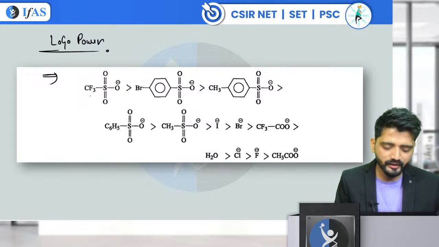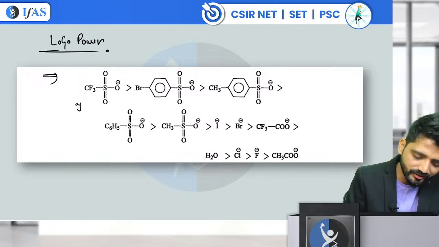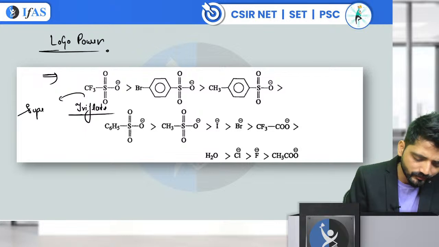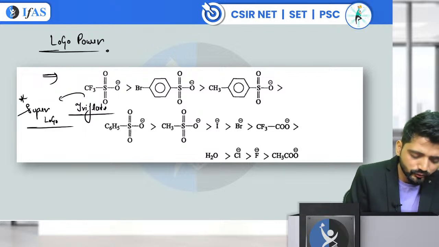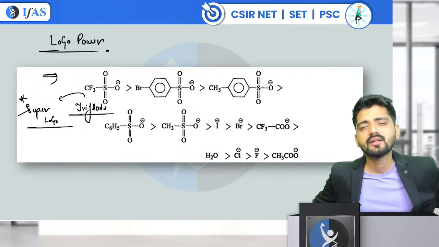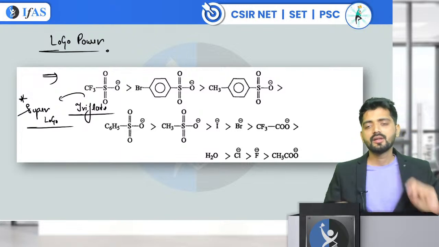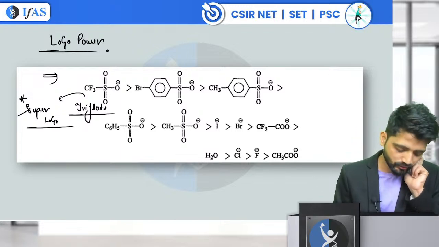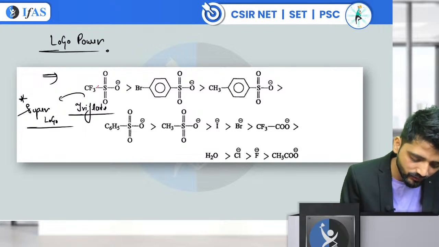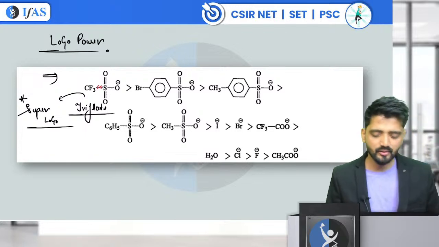The group which you are looking at, this first one, is called the triflate group. This triflate is generally termed a super leaving group. What does super leaving group mean? It is a very excellent leaving group among all of these. Why? Because we have a CF3 group here which can stabilize this anion very much.